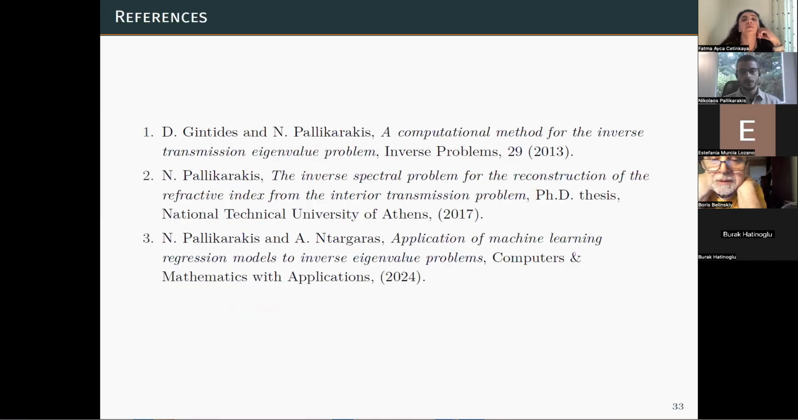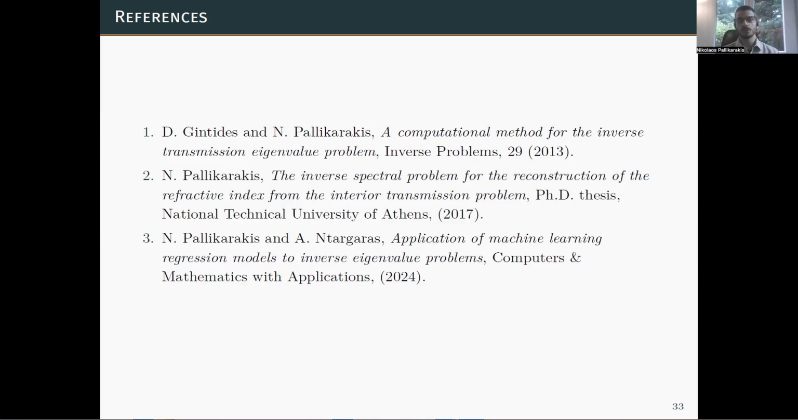And here are the main references. The first two are for the direct transmission eigenvalue problems from 2013 and 2017. And the third is our latest work about the application of machine learning to inverse eigenvalue problems, as I also explained.